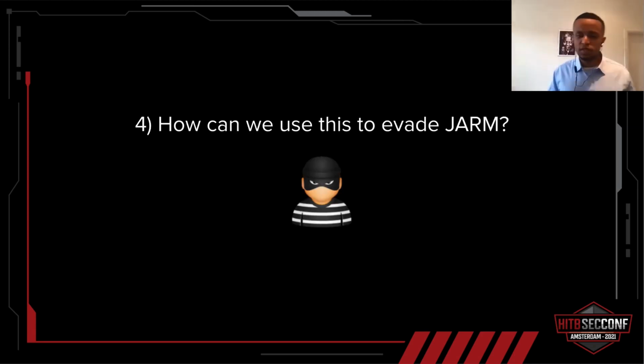So how can we use this to evade JARM? Now that we know that changes in server-side configs can actually result in a completely new fingerprint, how can we use this knowledge as a red team operator or a penetration tester to give ourselves the upper hand when evading JARM fingerprinting?